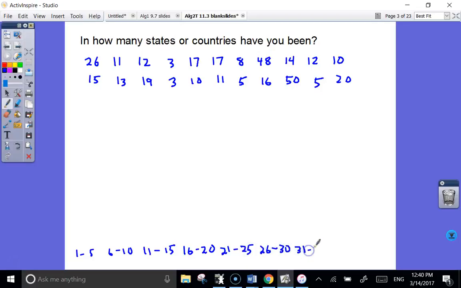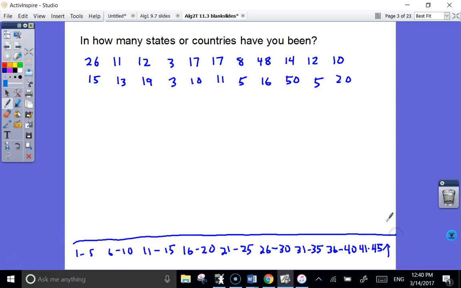31 to 35, 36 to 40, hardly fits, 41 to 45, and then the last one is going to be the 46 to 50. So that's my x-axis. And then for each number here, I'm going to put an x above that bin number. So for 26, we'll go here as an x. 11 and 12 go here, so x, x.